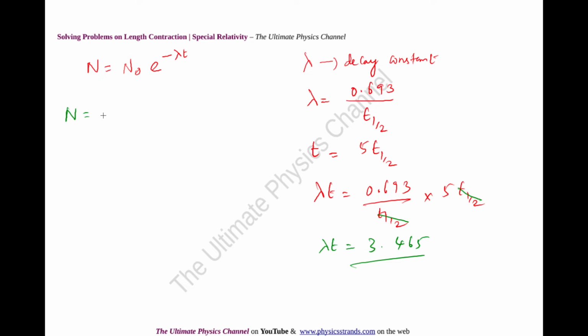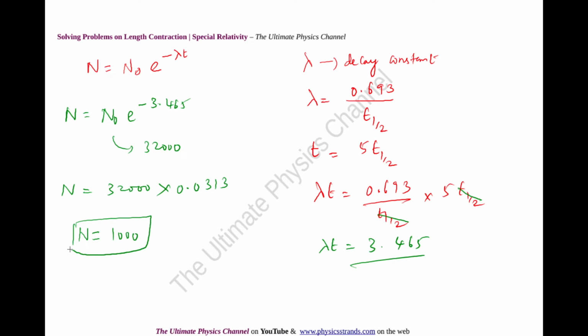Therefore, n is equal to n naught times e power minus 3.465. Our n naught is 32,000. Initially, there were 32,000 pions, so it is 32,000 multiplied by e power minus 3.465, which is 0.0313. Therefore, the number of pions that would be left at the end is about 1,000 pions. So that is the conclusion.